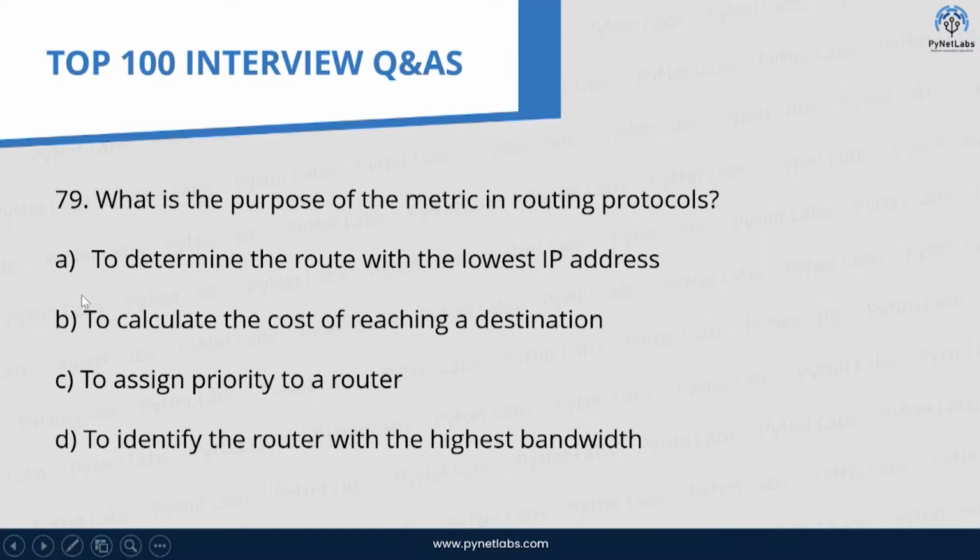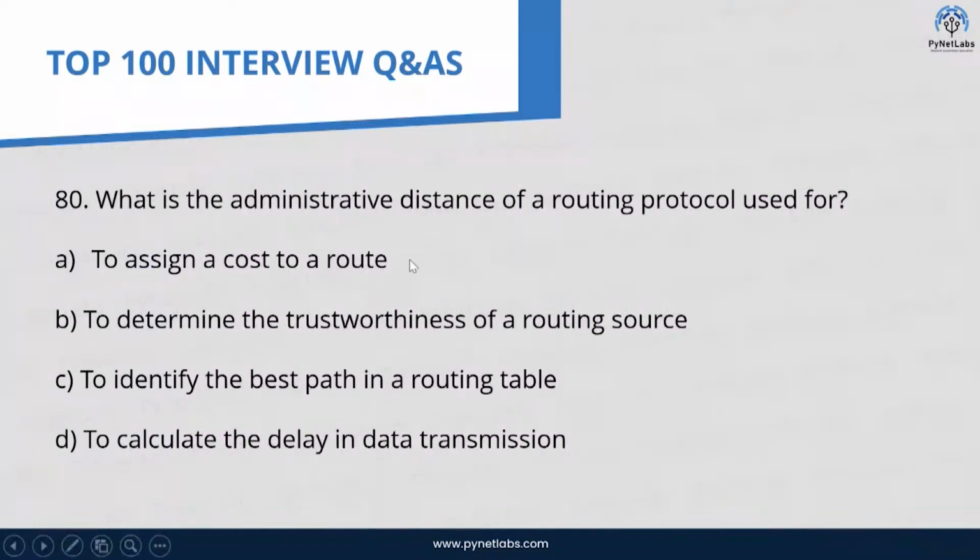Now, going back to the last question, number 80. So guys, here we have question number 80. That's the last question, which is: what is the administrative distance of a routing protocol used for? So as in here, if we talk about the administrative distance, every protocol is going to have something we call the AD value. It's just a kind of thing which is used in routing for determining the trustworthiness and the reliability of the routing information, which is basically going to come from the source.